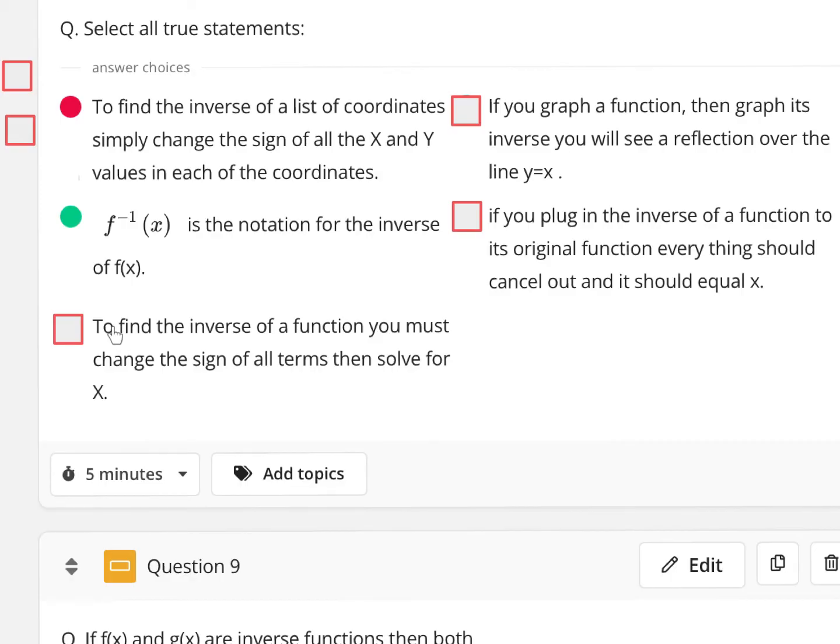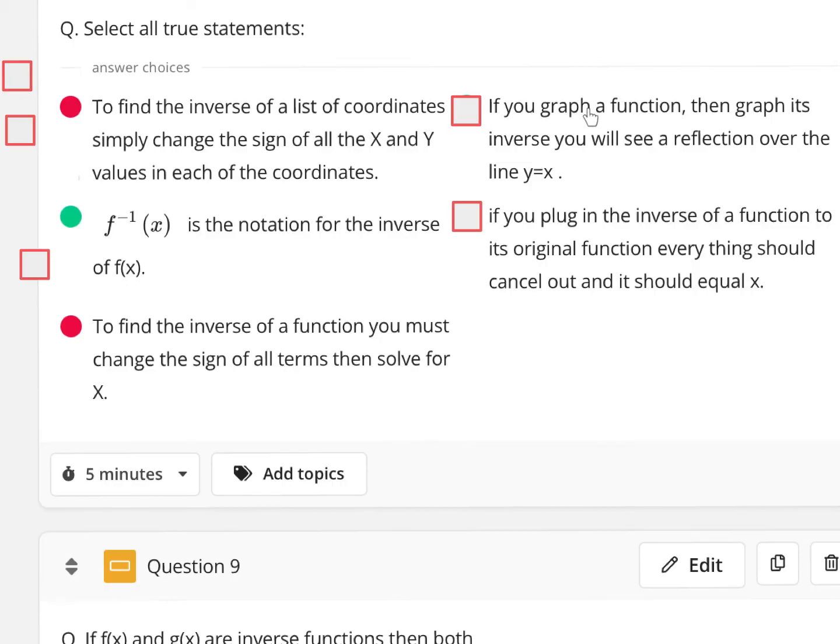How about this one? To find the inverse of a function, you must change the signs of all the terms and solve for x. That is all messed up. No way. To find the inverse, you don't change any signs. What you do is change the x and y and solve for y. So this is false as well, as you can see.